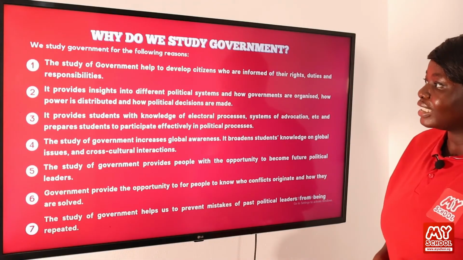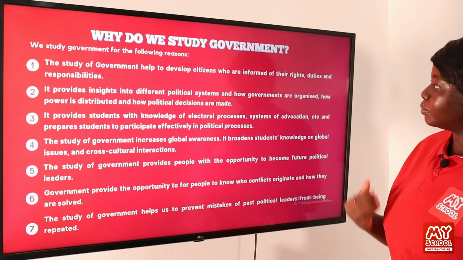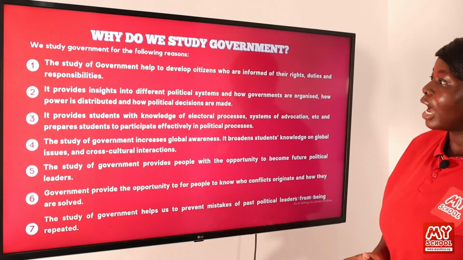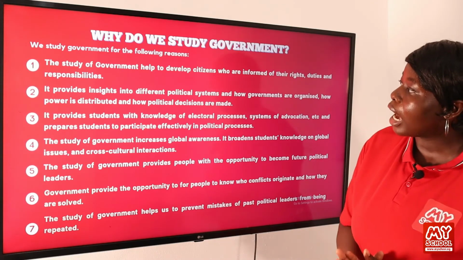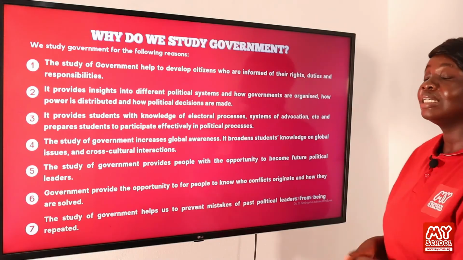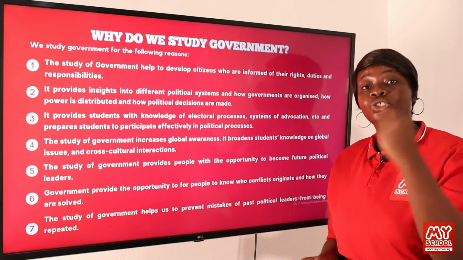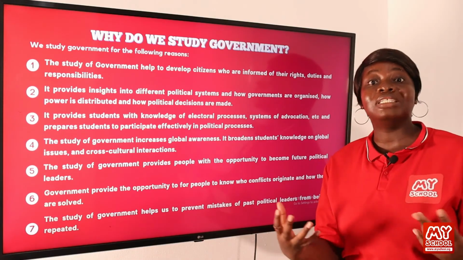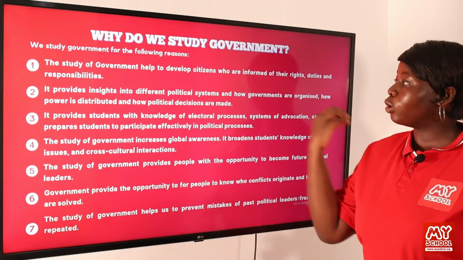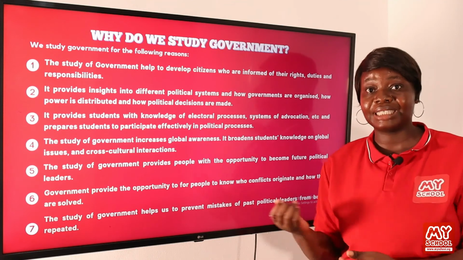Then it also provides insights into different political systems and how governments are organized, how power is distributed, and how political decisions are made. Here you also learn about different political systems and how the governments in your country actually make decisions and how all of these decisions they make are implemented in the society.